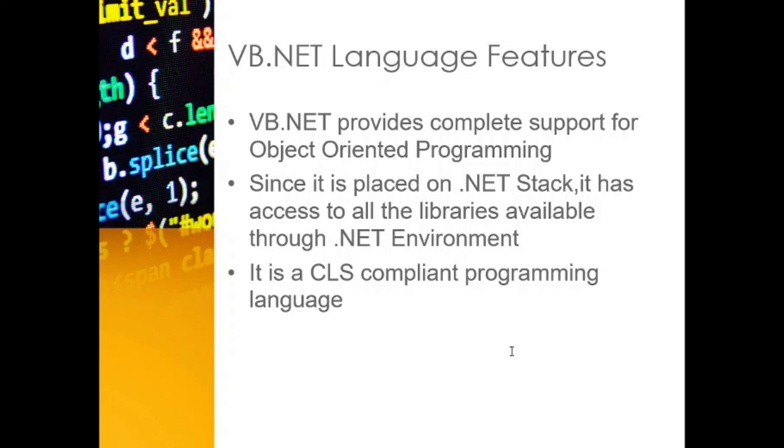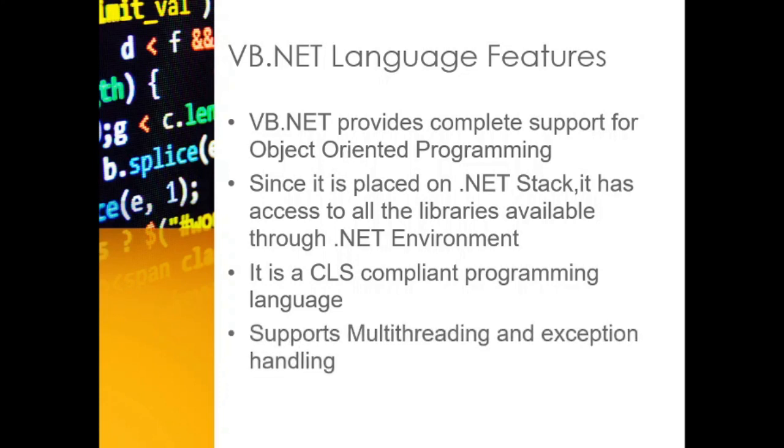Now, what is a CLS compliant programming language? CLS stands for Common Language Specification. It is a minimum set of rules, language features that a .NET language must implement and understand. It's a subset of the common type system, which defines how data types are defined in .NET. This again supports multi-threading and exception handling.